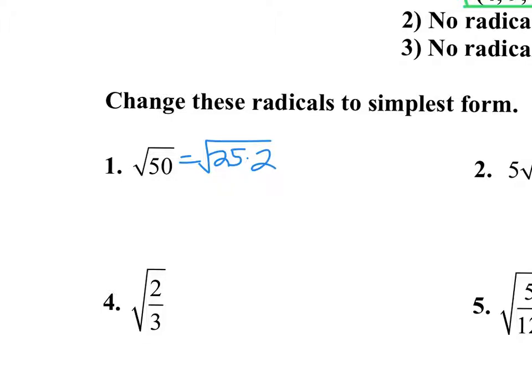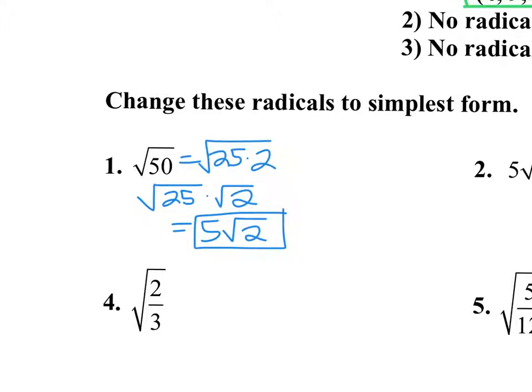Now, why would I care about that? Well, look, I'm going to use that property that says I can take this and do rad 25 times rad 2. What is the square root of 25? 5. And the square root of 2 is the square root of 2. And that's your answer. Okay?